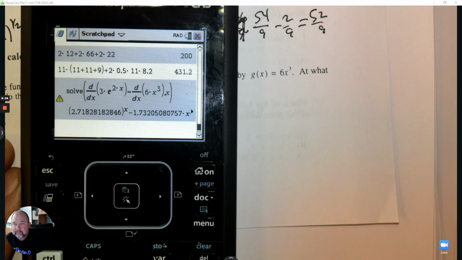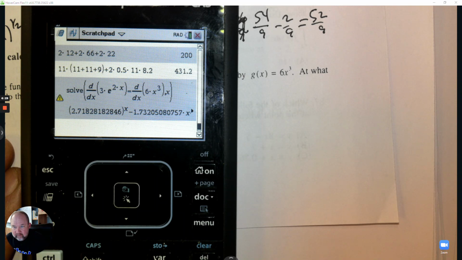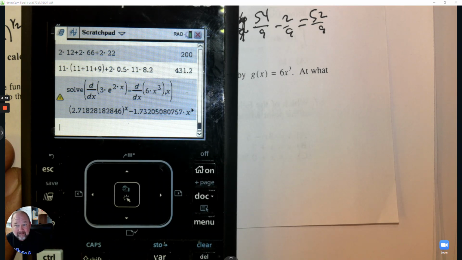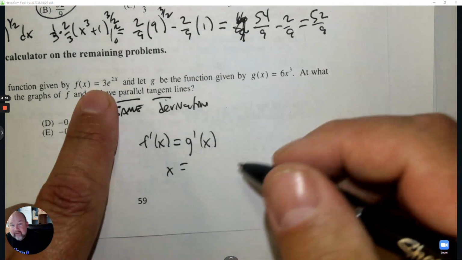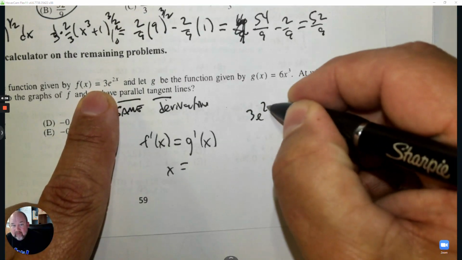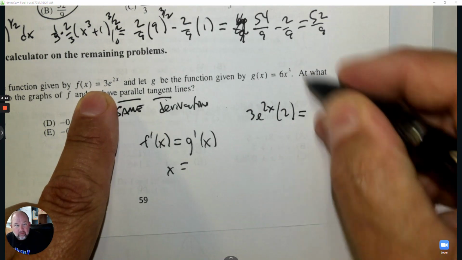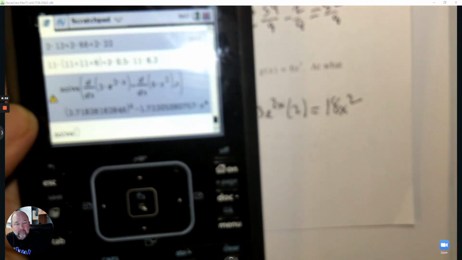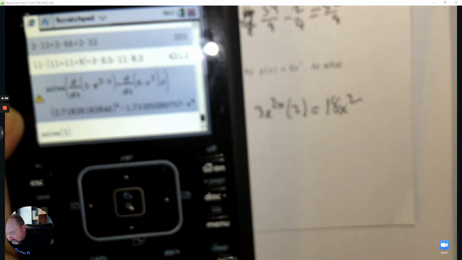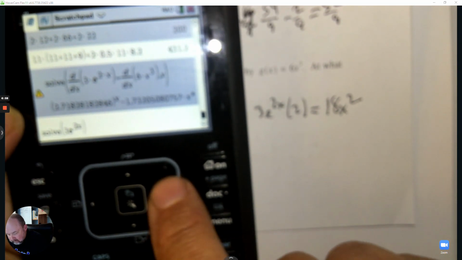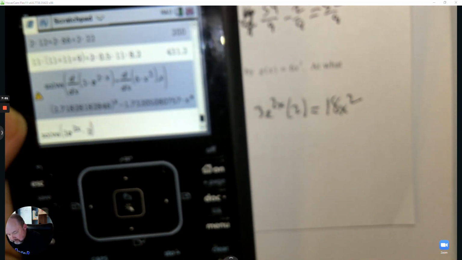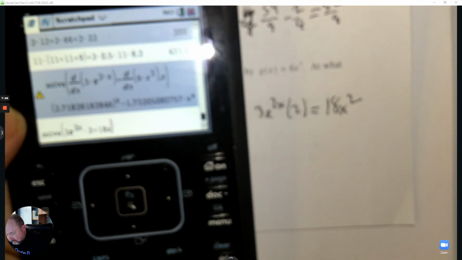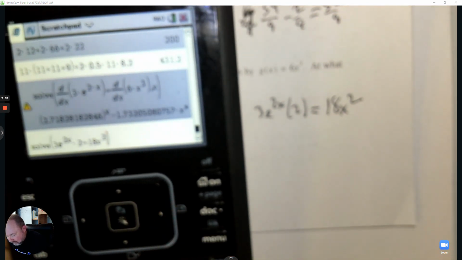The derivative equaling the other derivative, and it didn't want to solve it. It didn't like it. So whatever. I'm going to take the derivative old school, which is 3e to the 2x and the hook, equals that derivative, 18x squared, and then see if that would work. I'm going to type that in. For some reason it didn't like it, so I'm just moving on. Menu algebra solve, and I'm going to type that in. So 3e to the 2x, move the cursor, times 2 equals 18x squared, comma x.